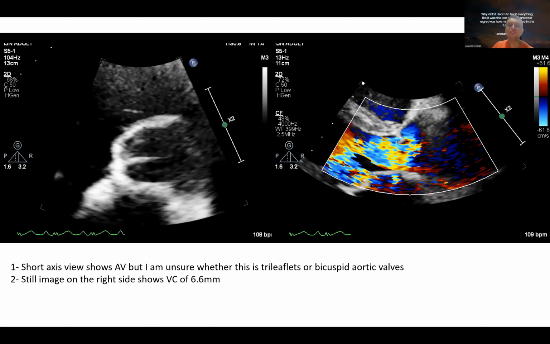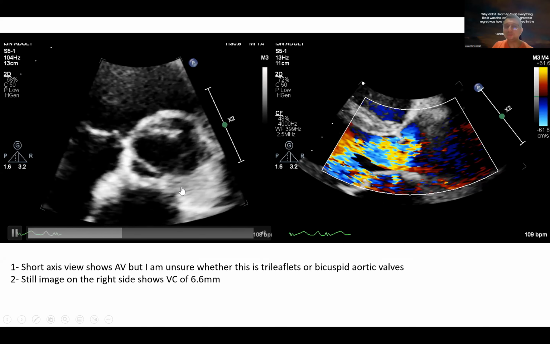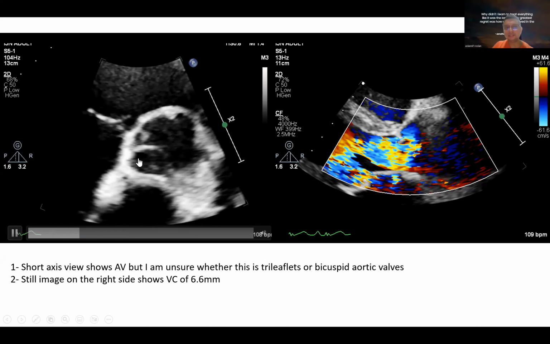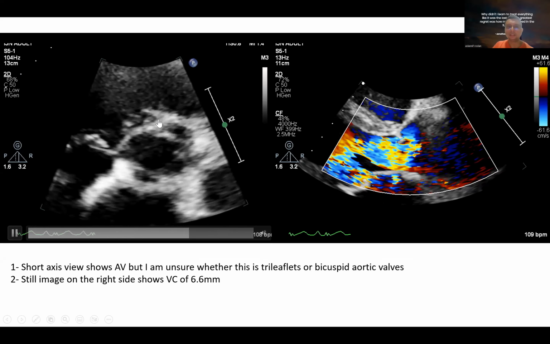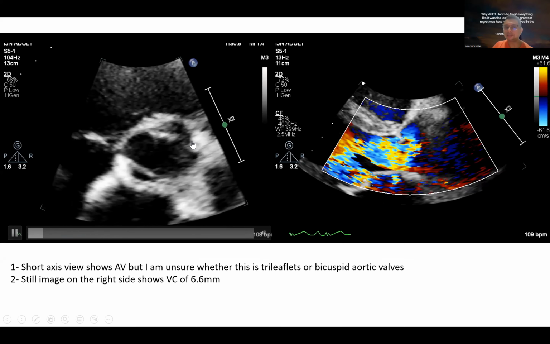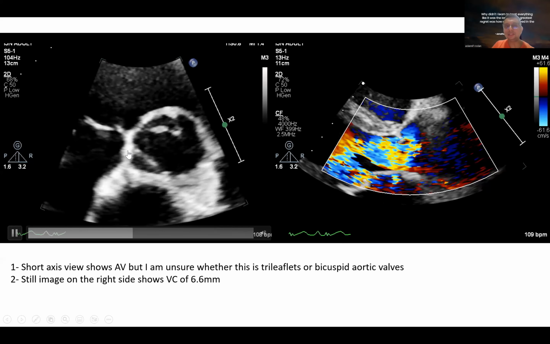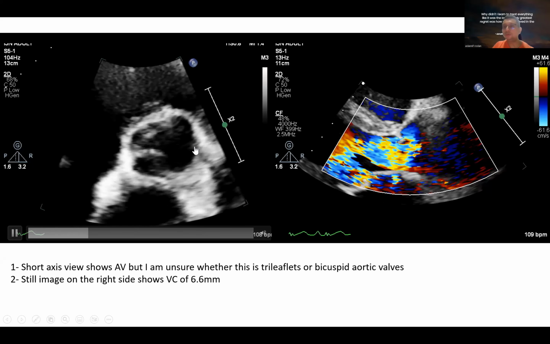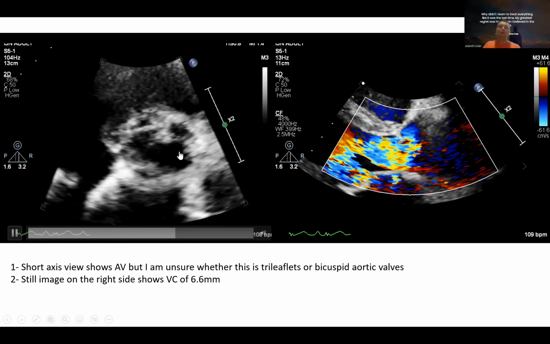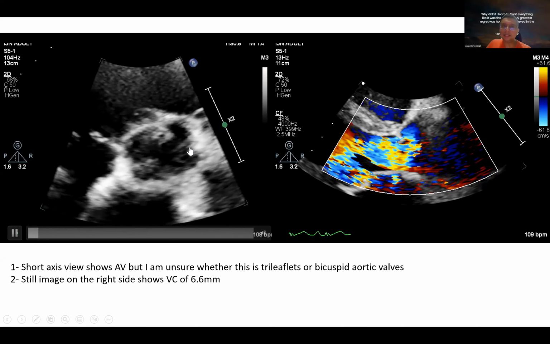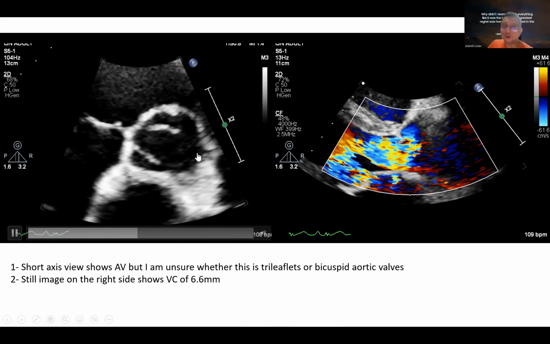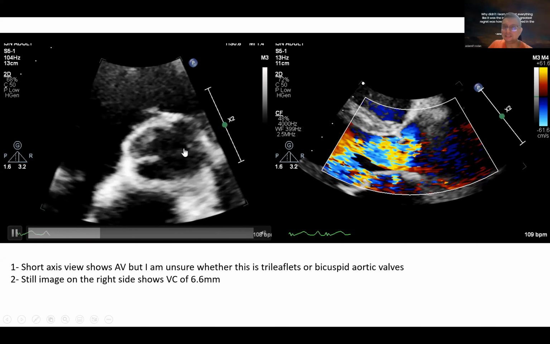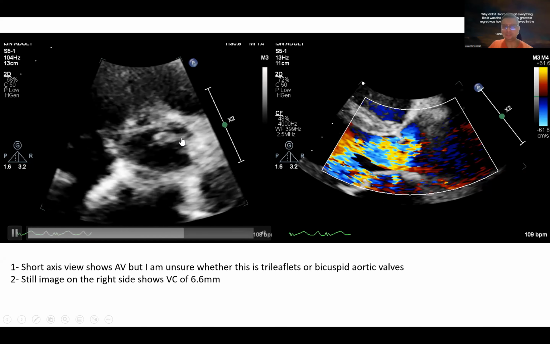And then this is a short axis view. This is a 2D short axis view. It is difficult for me to ascertain the number of leaflets. So this is the non-coronary cusp, that is the right coronary cusp and left coronary cusp. There is a suggestion when you look at this aortic valve that this leaflet and this leaflet might be fused, but I cannot say for sure. However, the likelihood of bicuspid valve is quite high in this case because it is quite common for this fused leaflet to prolapse or flail and cause aortic regurgitation. So maybe this is a bicuspid aortic valve.